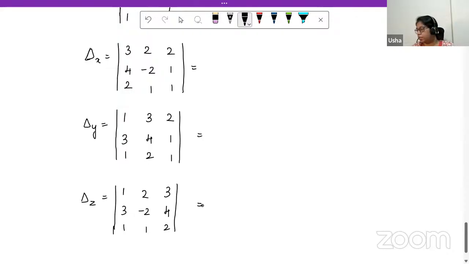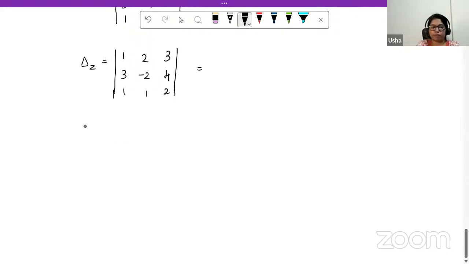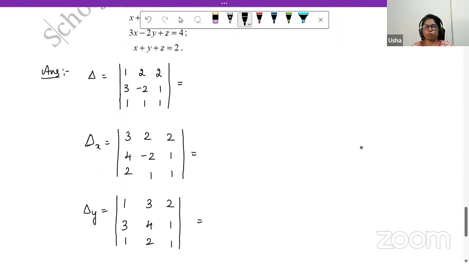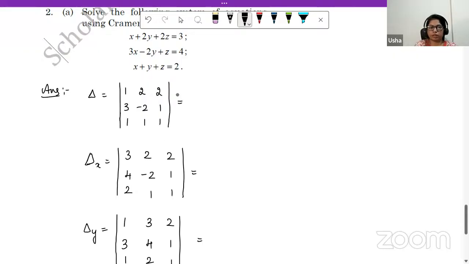This is delta z. Once you find all these, the value of x is delta x by delta, y is equal to delta y by delta, and z is equal to delta z by delta. That's all. Very simple, very easy to remember. No formula, nothing. You just have to find the determinant.